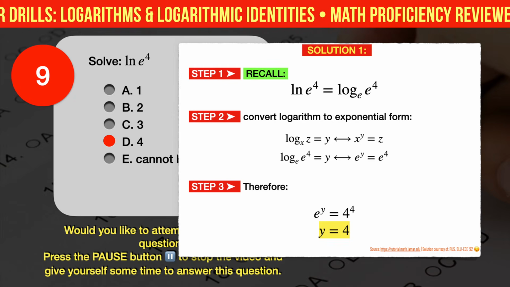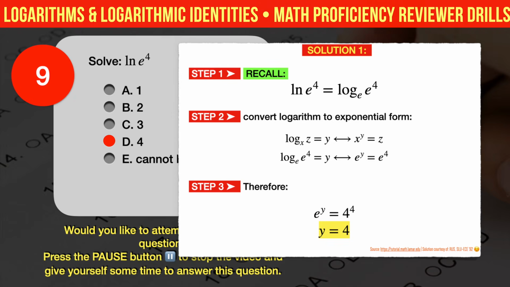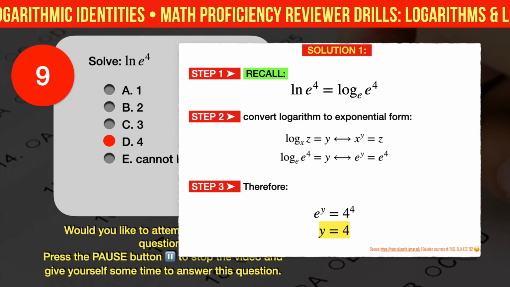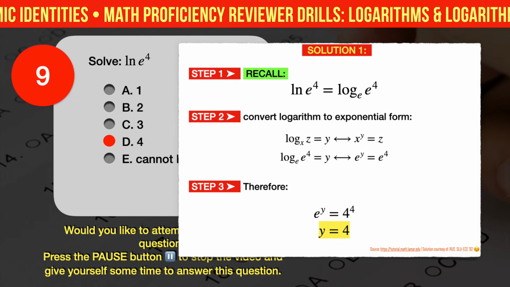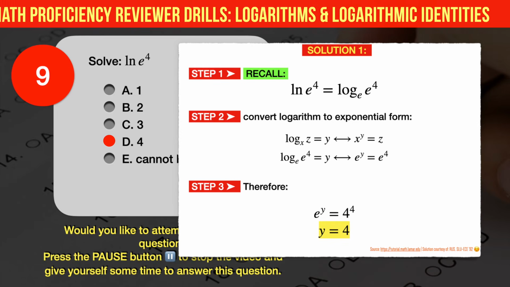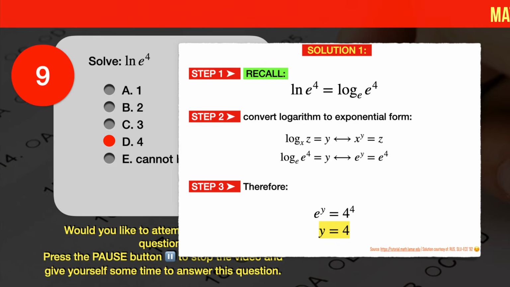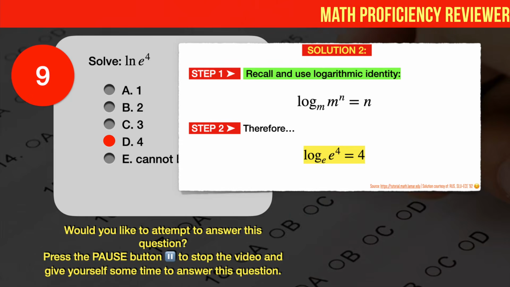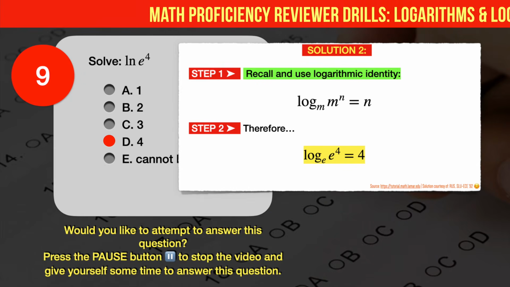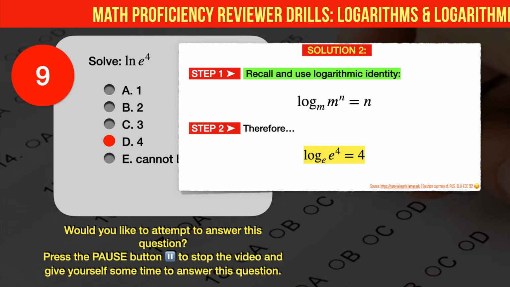Step 2. Convert the logarithm to its exponential form. Logarithm base e of e raised to 4 equals y is equivalent to e raised to y equals e raised to 4. Therefore, y equals 4. Note that an easier method of determining the value of this logarithm would have been to recall the properties of logarithm, or logarithmic identities. In particular, the logarithmic identity: logarithm base m of m raised to n is equal to n. That is, logarithm base e of e raised to 4 is equal to 4.